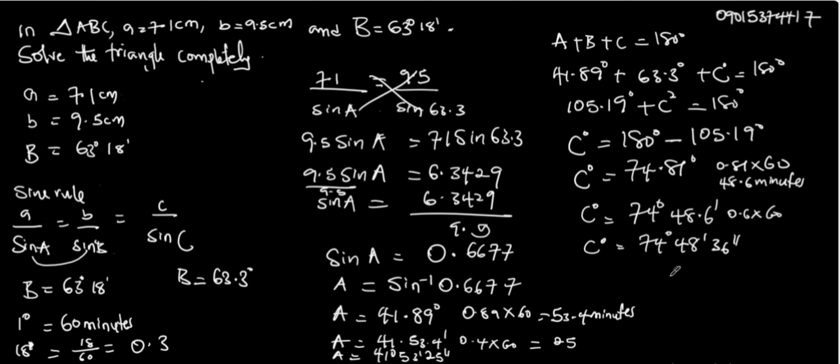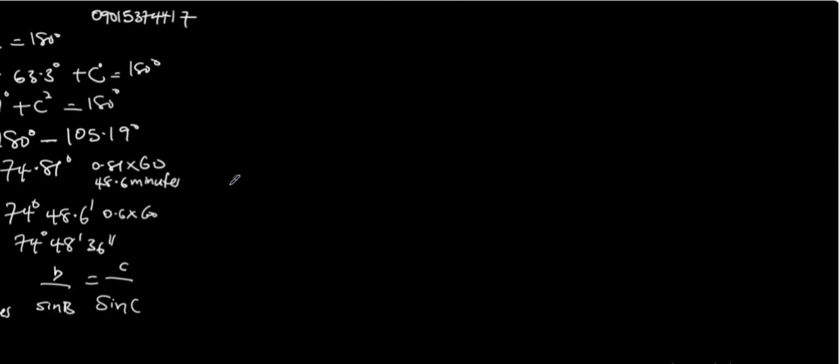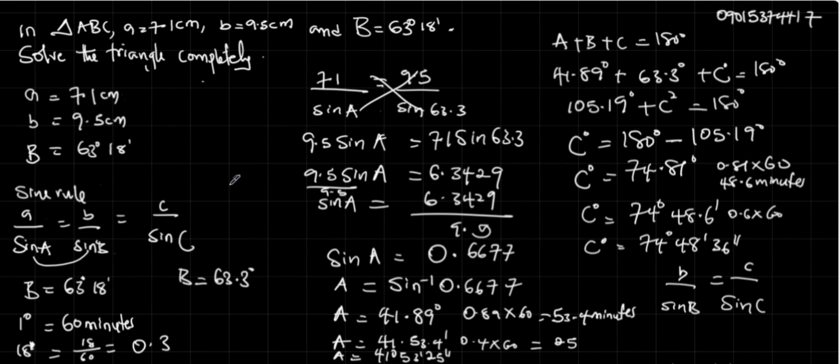All right. Now, we need to also find side C. We're given side A, we're given side B, but we're not given side C. And we're asked to solve the triangle completely using either side A and C or side B and C. So, whichever one, you can get your side C. Now, me using side B and side C, that will be B over sine B equal C over sine C. Now, that means that my B is 9.5.